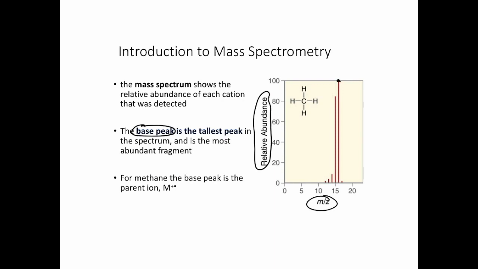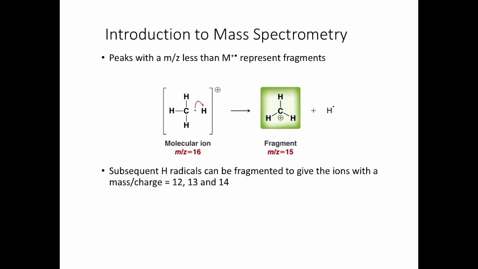Here we see that the base peak is at a value of 16, which is the mass of methane. So in this case, the base peak is also the molecular ion peak. These other peaks shown here would be fragments. And I'll talk about what this peak to the right of the molecular ion peak is in a minute. Those other peaks in the spectrum that we just looked at represent fragments. This molecular ion can lose hydrogens to give a mass to charge ratio of 12, 13, and 14.